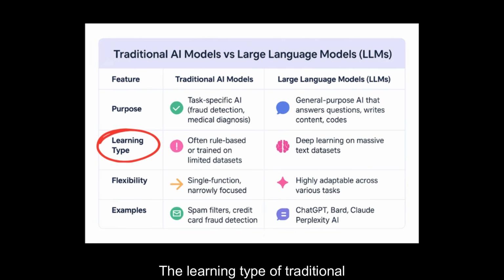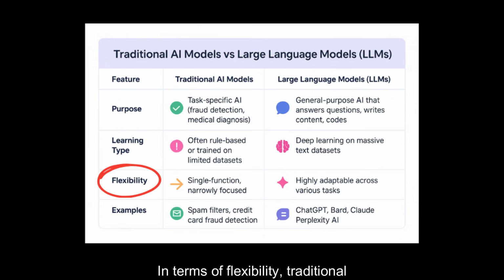The learning type of traditional AI models tends to be rule-based or trained on limited data sets, whereas the learning type from large language models uses deep learning to analyze massive text data sets. So there's a lot more information to work with here. In terms of flexibility, traditional AI models are designed for a single function, whereas large language models can adapt to many tasks, writing, summarization, coding, etc.